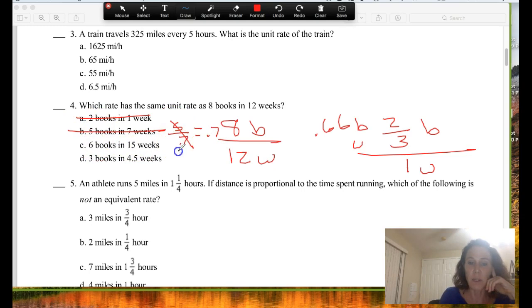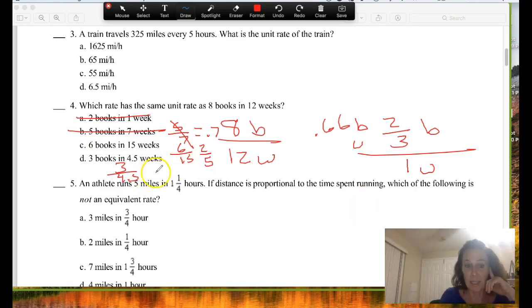How about 6 books in 15 weeks? Go ahead and reduce this fraction. 3 goes into 6 2 times. 3 goes into 15 5 times. 2/5. That's not quite 2/3 of a book in a week. It's 0.4. How about 3 books in 4.5 weeks? That looks like it might work. Let's see what 3 divided by 4.5 is.